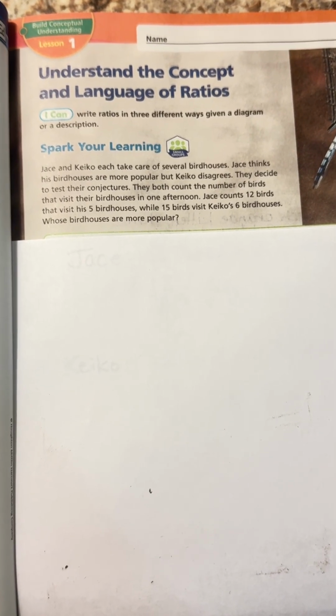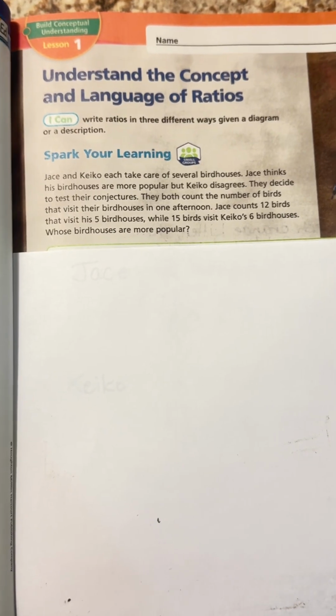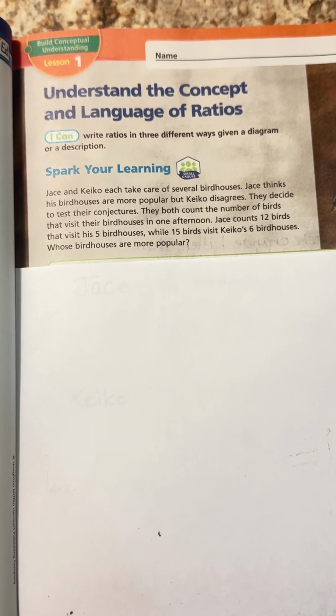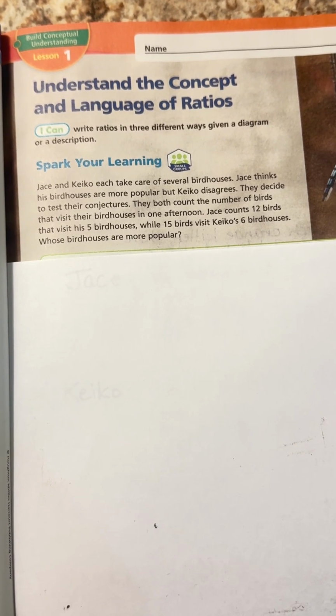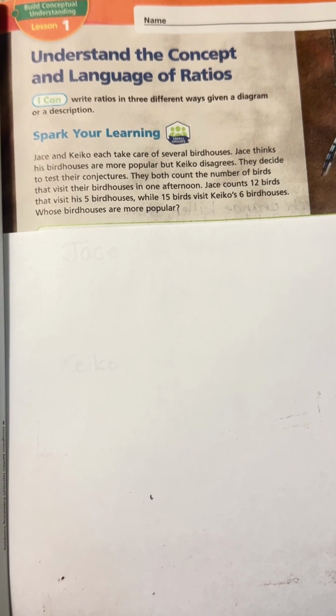All right, so the first thing is we can look at this objective, and it says, I can write ratios in 3 different ways given a diagram or a description. So just like what we talked about with ratios yesterday, ratios can be written in 3 different ways. They can be written as a fraction, they can be written with the word to, T-O, and they can be written with a colon, the 2 dots.